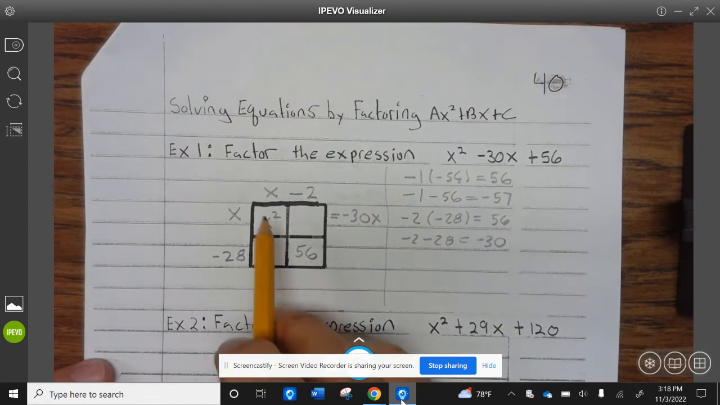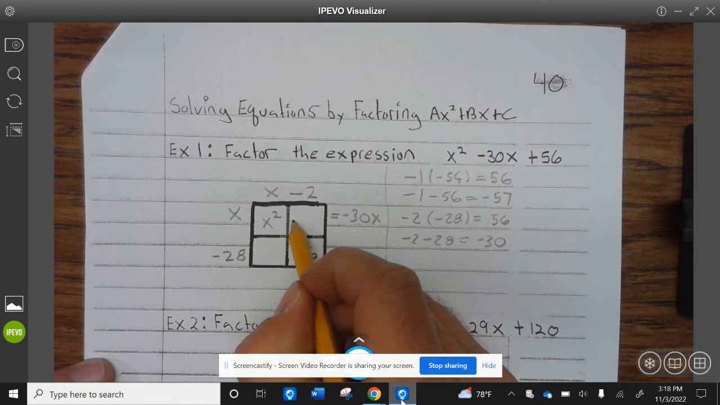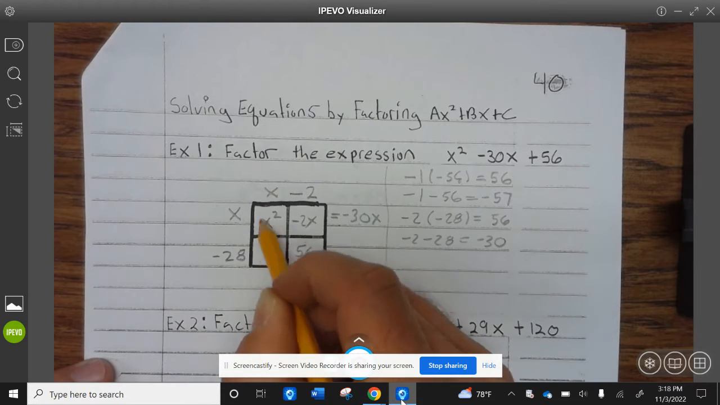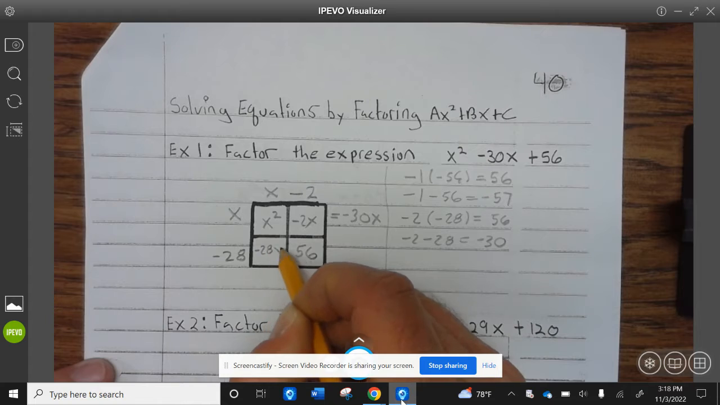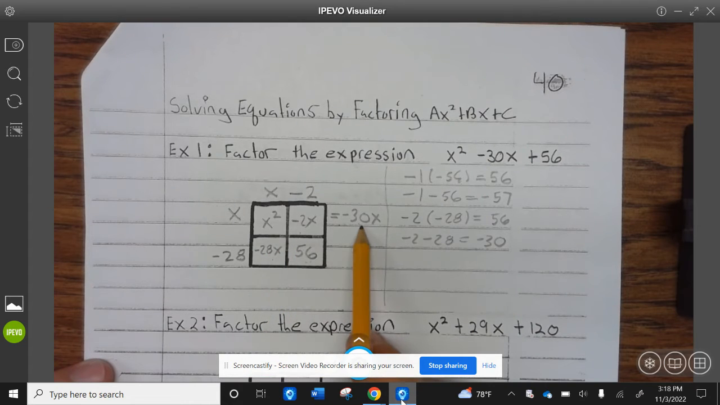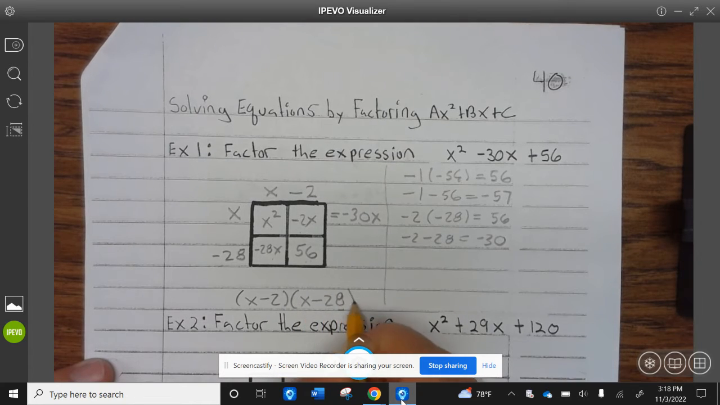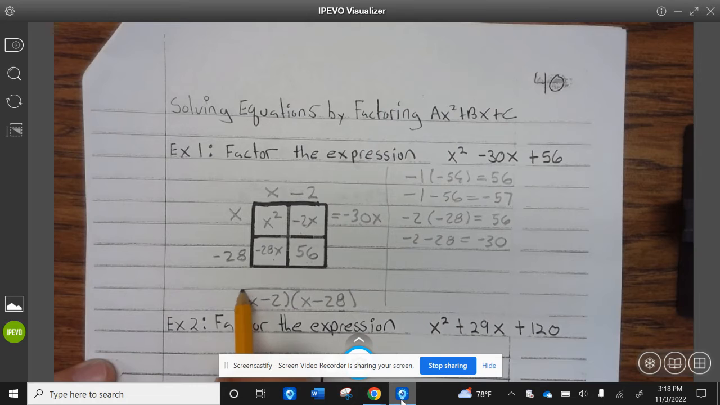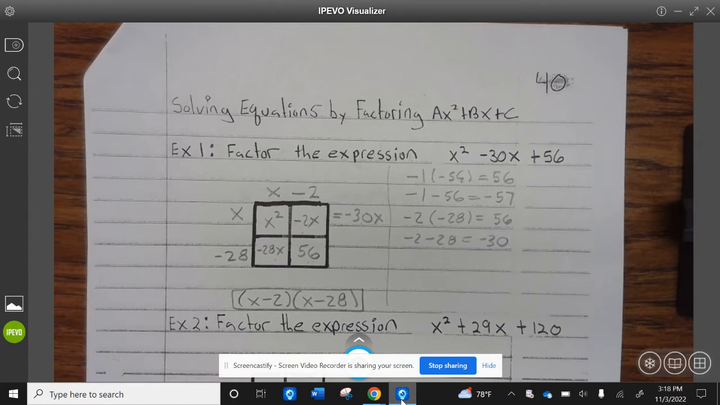Okay, let's make sure this works. X times negative 2 is negative 2x. Negative 28 times x is negative 28x. This combines to be negative 30x, so this works. So our factors are x minus 2 times x minus 28. All right, go ahead and finish up example 1.